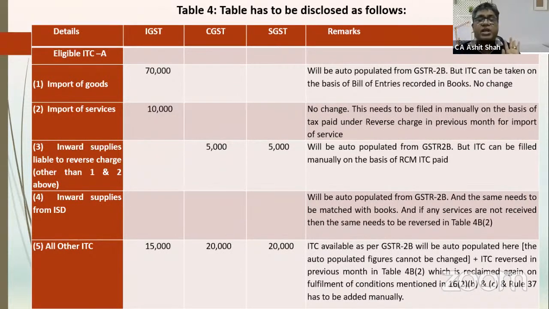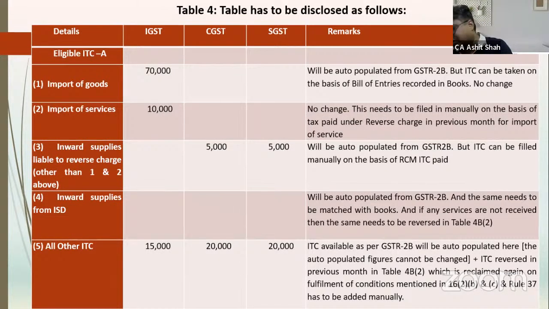Then what we can edit over here is the ITC reversed in the previous month in table 4.B2, we will come to it later, which is reclaimed again on the fulfillment of conditions mentioned in 16(2)(b) or 16(2)(c), and Rule 37, has to be added manually. Now what it tries to say is that those ITCs which are not reflected in GSTR 2B, because the other person has not uploaded the invoice, will not show in 2B. And suppose it shows after the month, then in that case this has to be added over here.